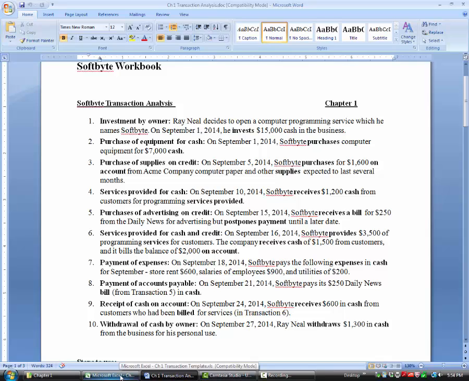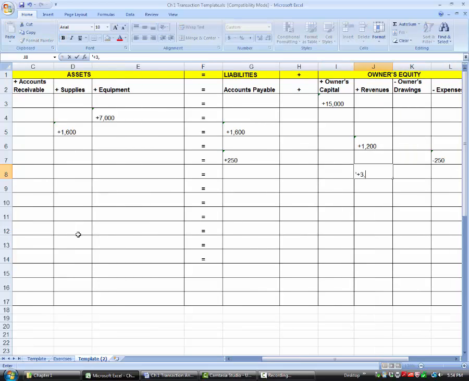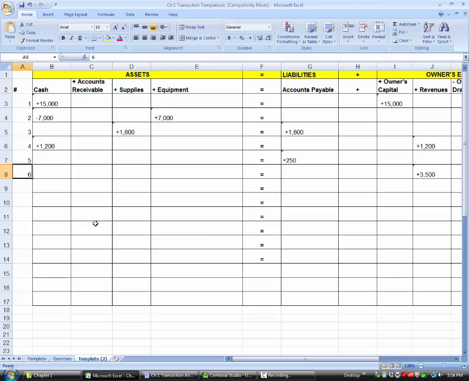So going back to the transaction analysis, we can immediately go to the revenue column and say that when there is an increase in revenue, there is also an increase in owner's equity. So we have plus 3,500 under our revenue column to show the services that have been provided. Continuing reading on here, we see that the company receives cash of 1,500. Now, let me say here that cash is a fact. If you see that cash was received or paid, you have to impact the cash column. So since we receive cash of 1,500, we will have to increase our cash by 1,500.